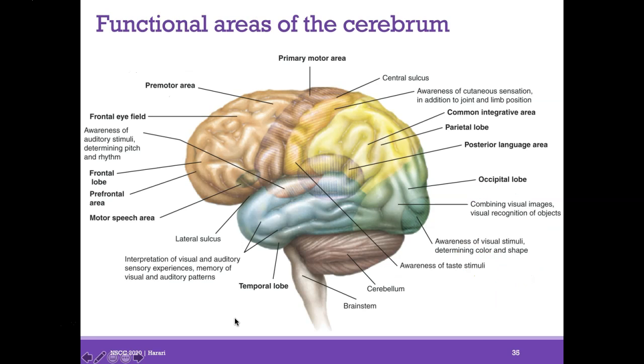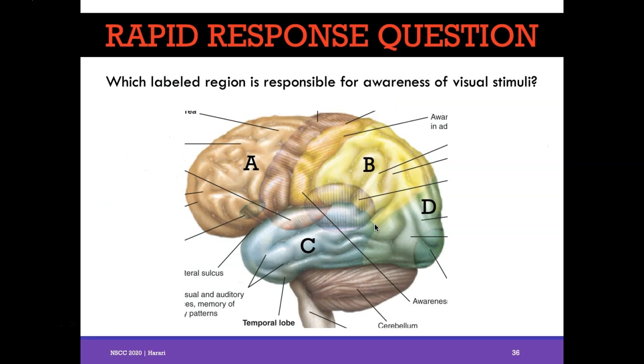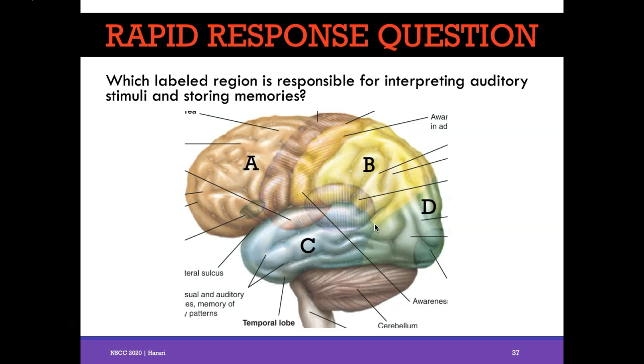So this is a combination of everything we spoke about so far that mentions the anatomical parts of the brain, but also the functional parts of the brain. And here are a few questions. Which labeled region is responsible for the awareness of visual stimuli? So you could pause here. The answer is D, the occipital lobe.